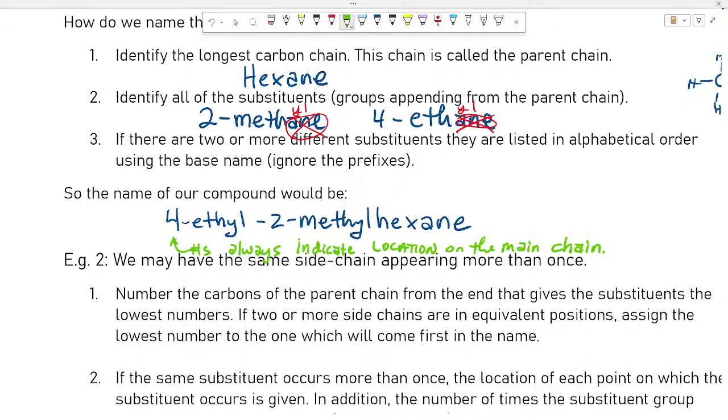Great question. Yes? How do we decide which one to say first? Why don't we say 2 before? Great question. Alphabetical order. Rule of thumb is put your side chains in alphabetical order. So E comes before M. Now, to be clear, if you called this a 2-methyl, 4-ethyl hexane, would I know exactly what you're talking about? Yeah, and you'd be fine.